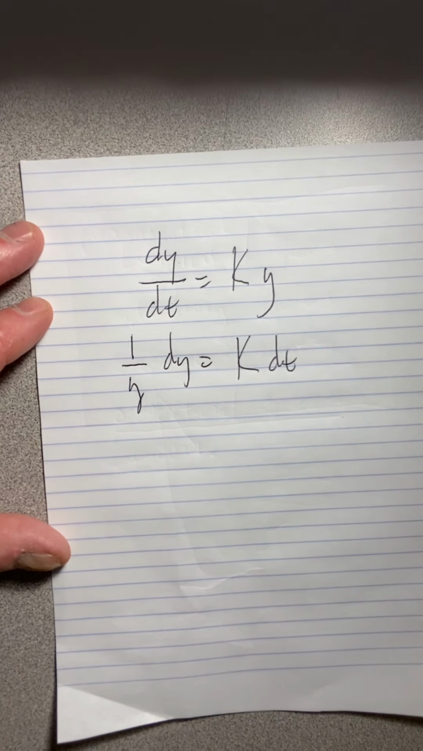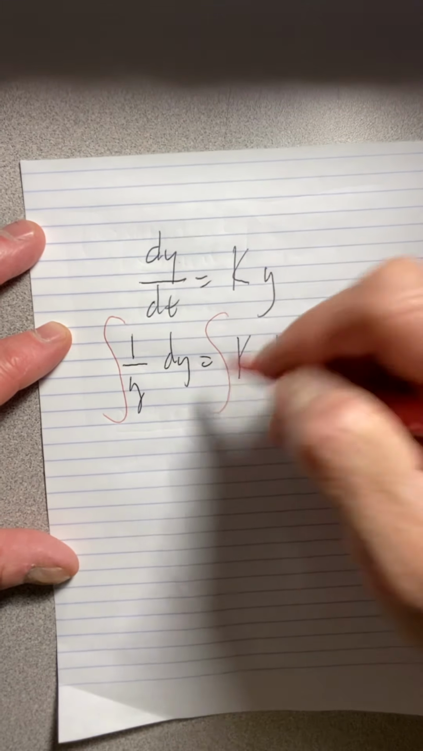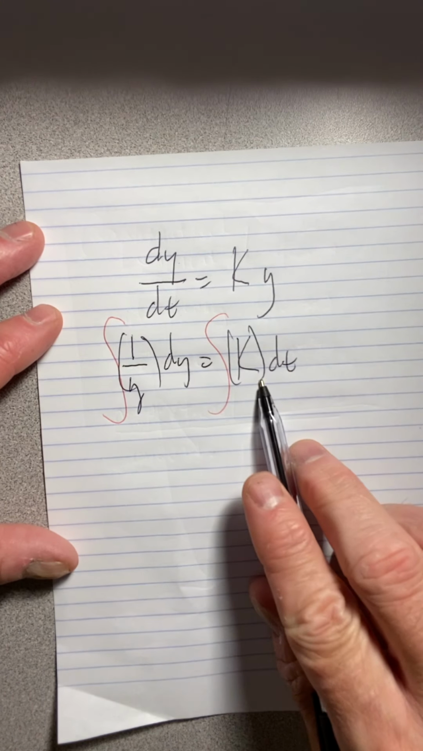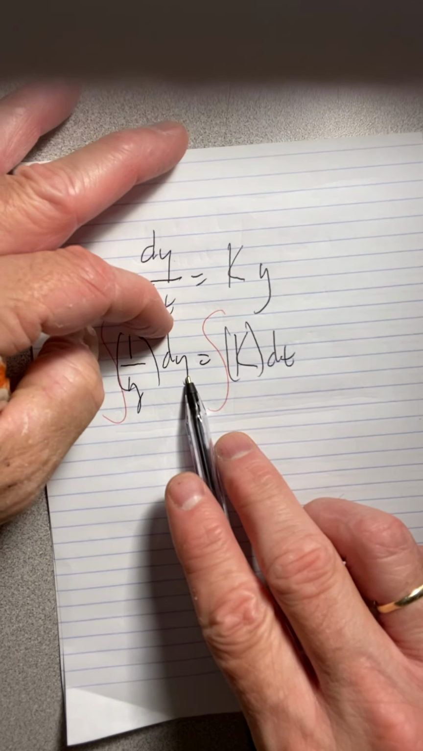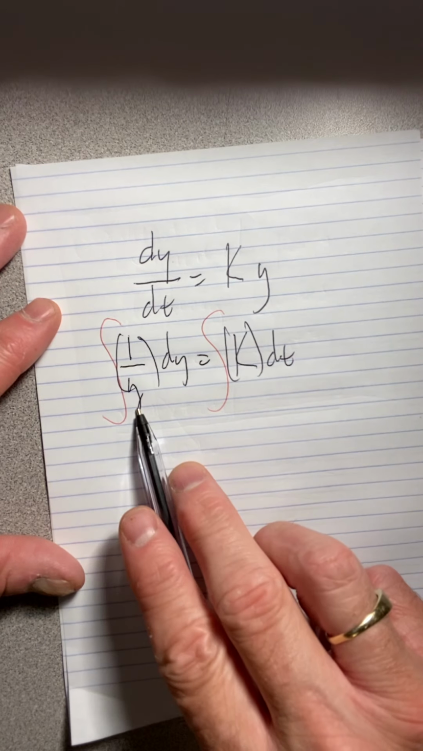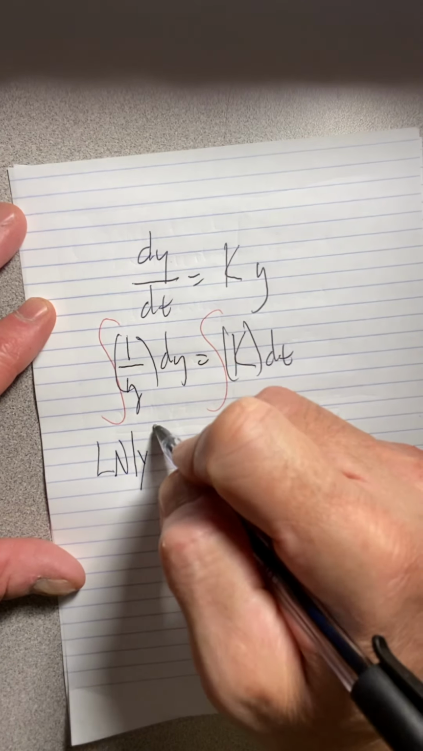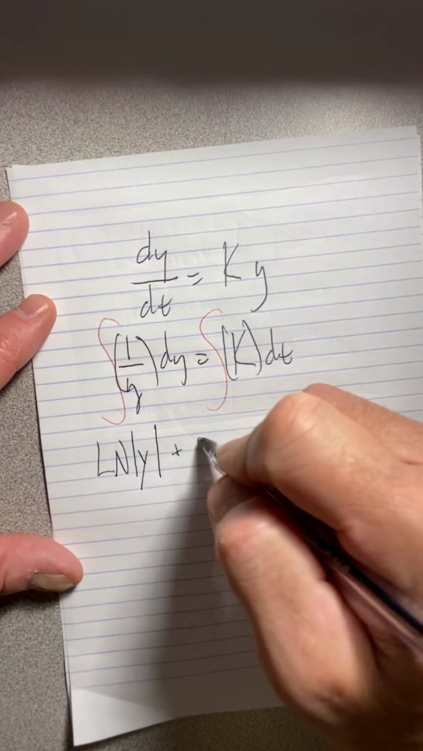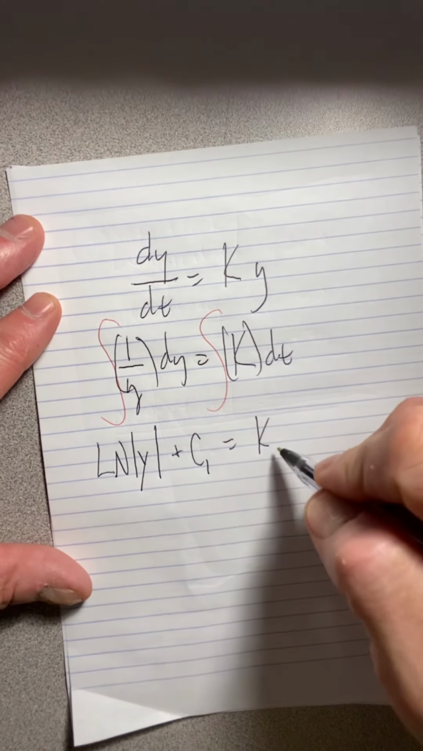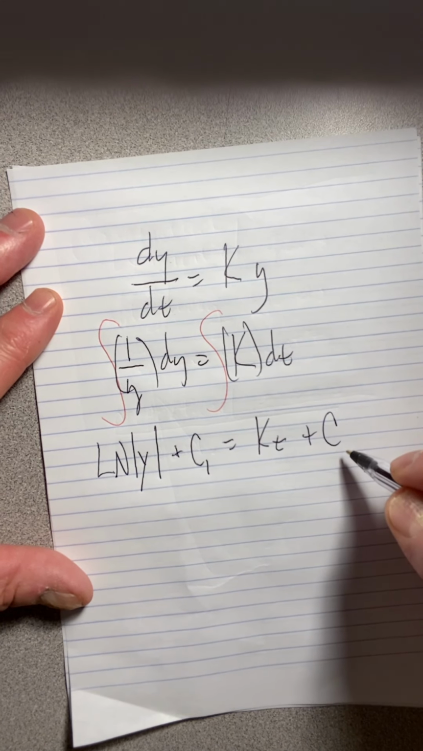Now what I'm going to do is I'm going to come in and integrate on both sides. So I'm going to integrate here and integrate here. And so now that means that this is my integrand and this is my integrand, and the dy tells me what I'm integrating with respect to. I'm integrating with respect to y. Well, we know what we get on this side. We get the natural log of the absolute value of y plus some c, let's call it c1. Over here, we get kt plus some c, let's call it c2.